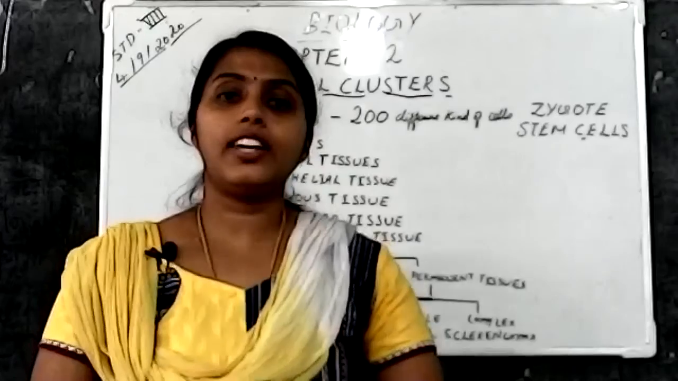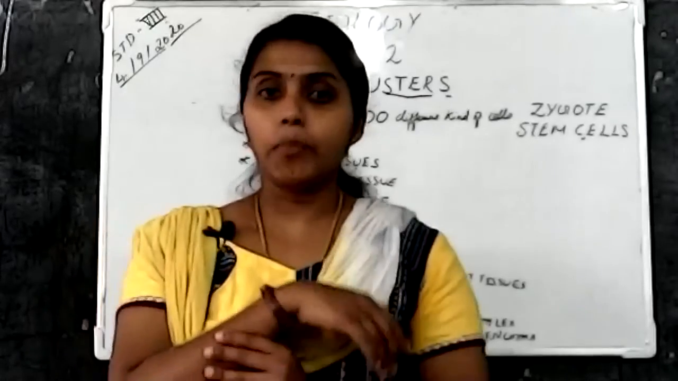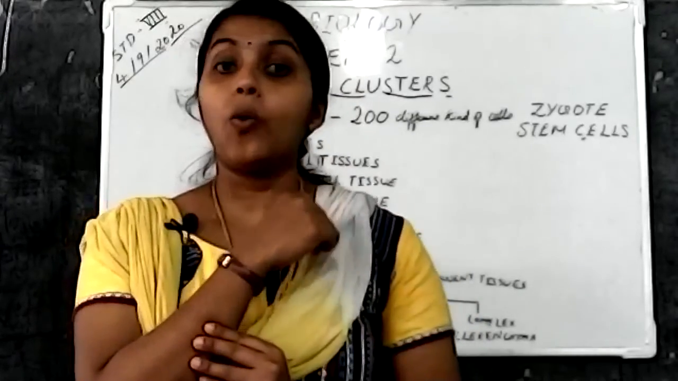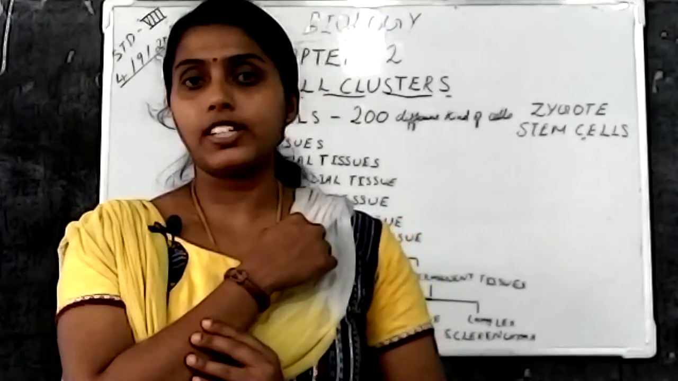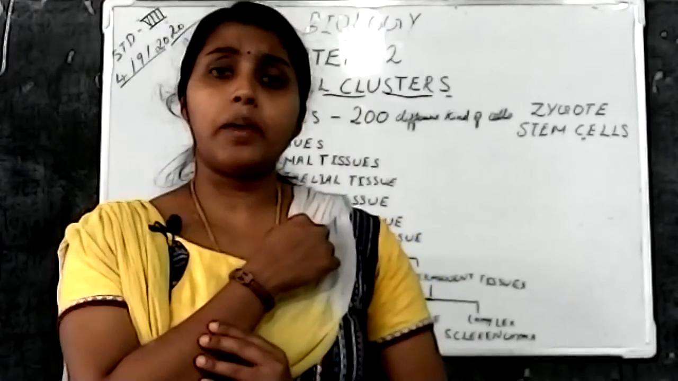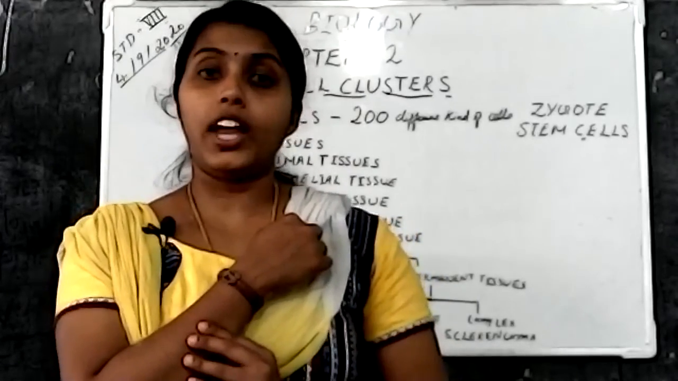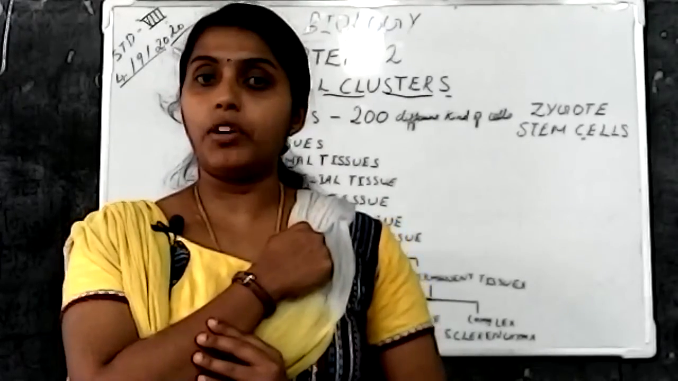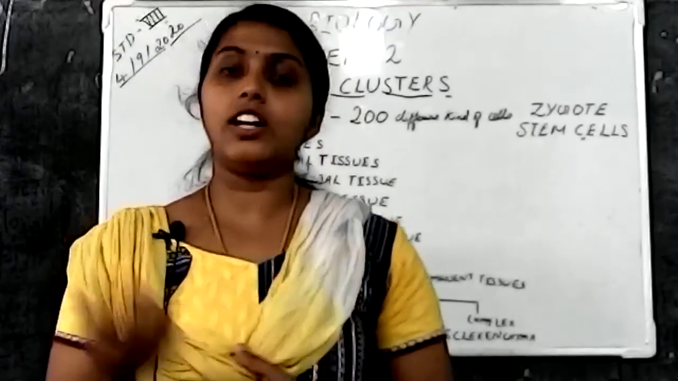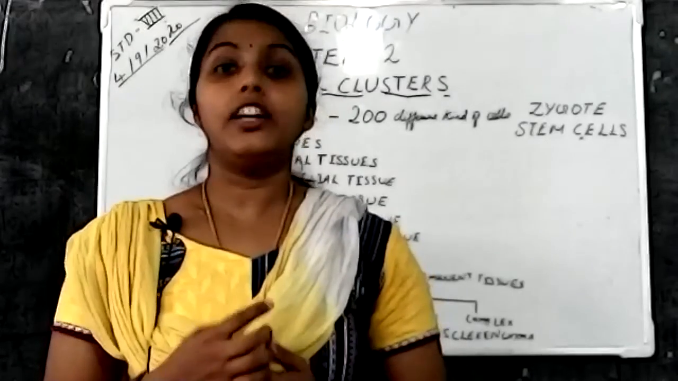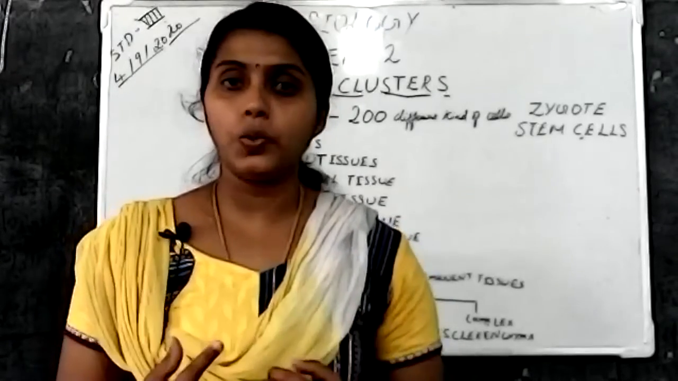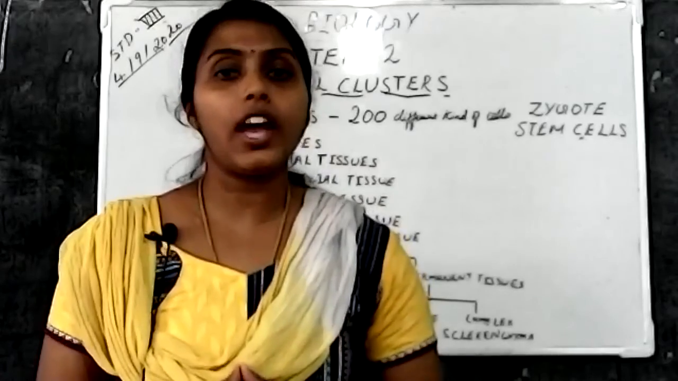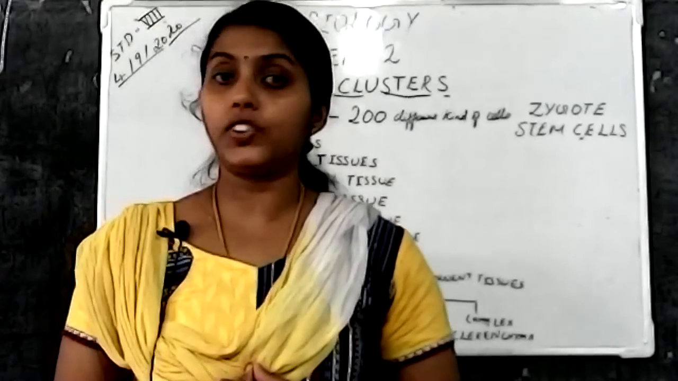If we take a hand, a body part, what is present in this hand? All the different types of cells are present. All these different types of cells unite and work together for the smooth functioning of our body. And not only in this hand, in different parts of our body, different types of cells, tissues, organs and organ systems function together to perform our different functions.